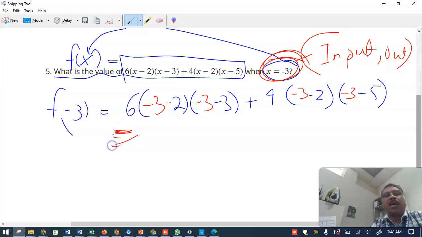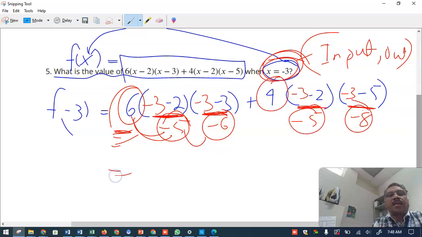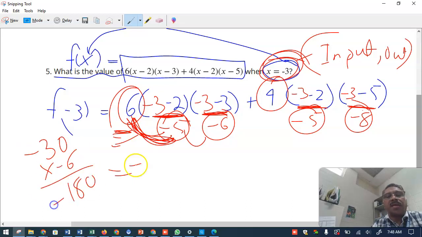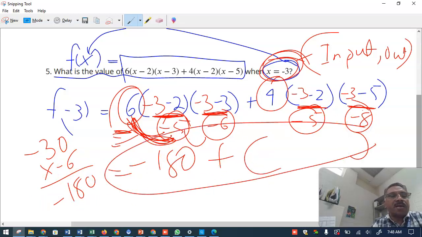So this will work out to be negative 5. This will work out to be negative 6. This will be negative 5. And this will be negative 8, right? So you multiply this 6, you multiply this 2, then you multiply this 3 and see what you get. If I multiply this 2, I think it becomes minus 30, 6 times negative 5. Then you multiply minus 6 and it will give you minus 180. And likewise, you work out this one and figure it out by yourself.